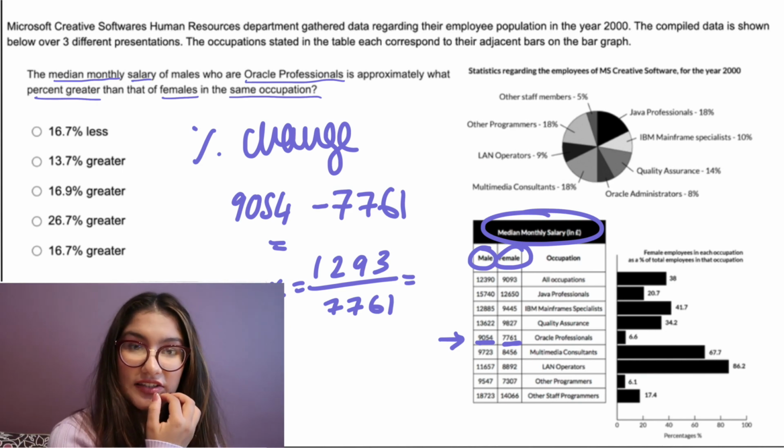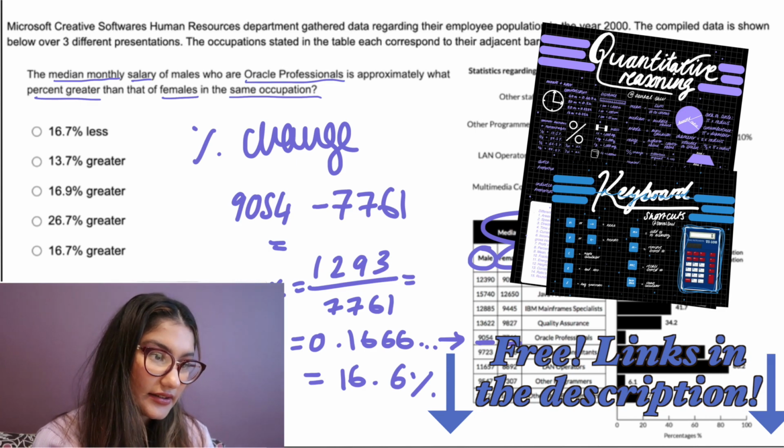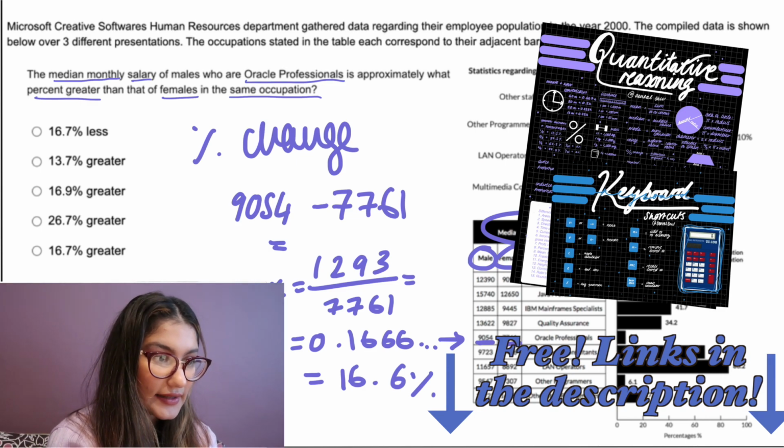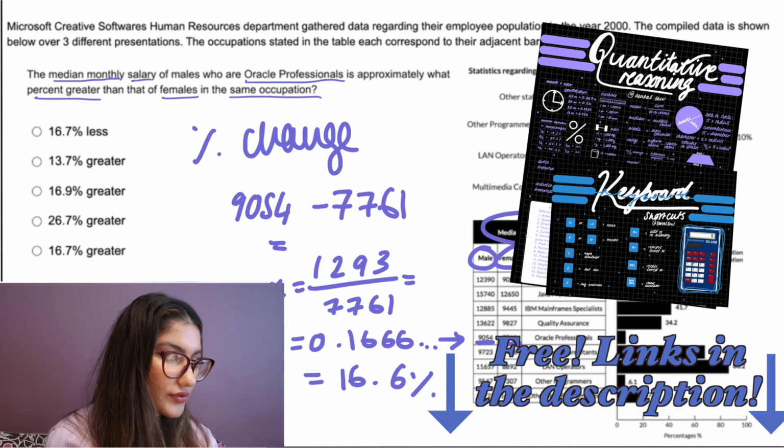And this is a percentage formula that you can see in my free cheat sheet if you want to download that. But basically it's percentage difference, and the difference is 16.7%. So that is the last answer.